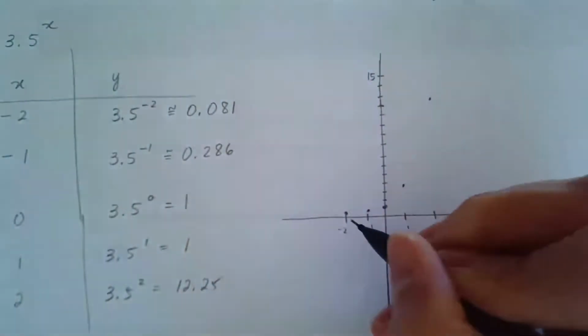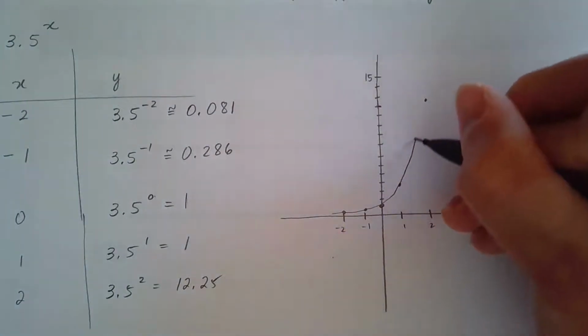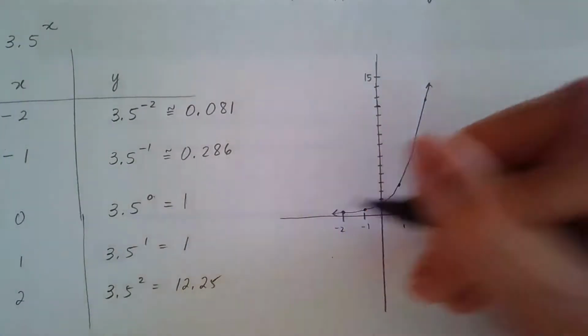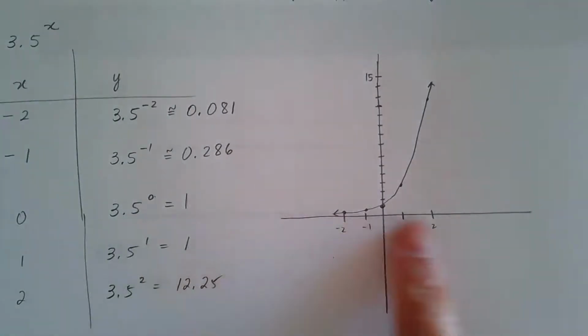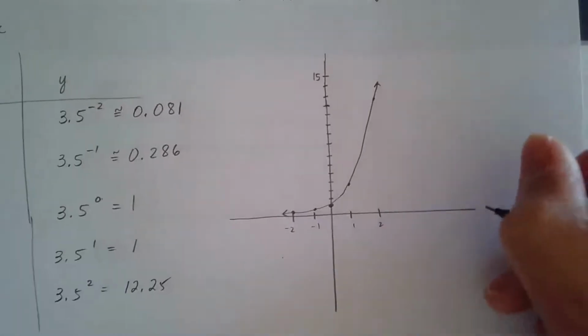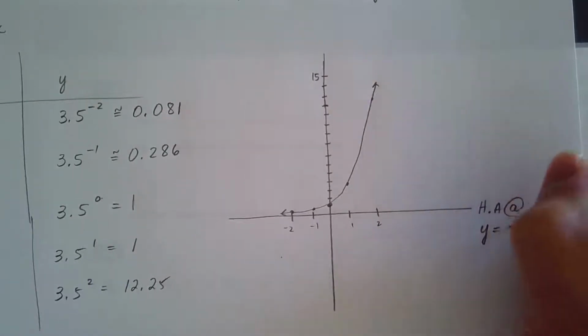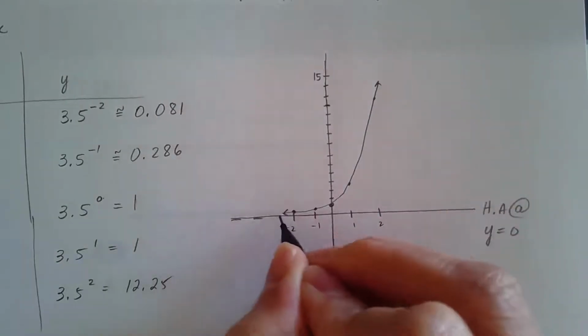Okay. And then we're going to have a graph kind of going like this. Again, we have our horizontal asymptote at y equals 0. Horizontal asymptote at y equals 0. That's this one here.